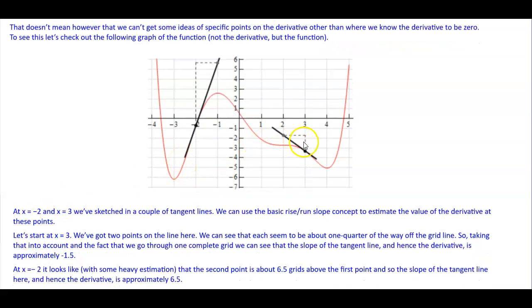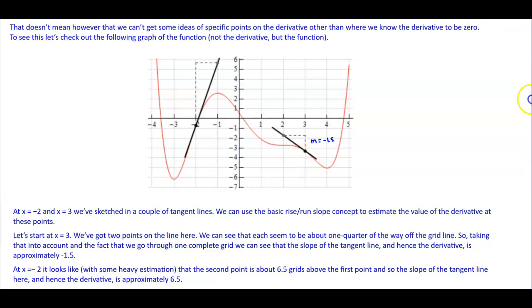Let's start at x equals 3. We've got 2 points on the line here. We can see that each seem to be about 1/4 of the way off the grid line. So taking that into account and the fact that we go through one complete grid, we can see that the slope of the tangent line, and hence the derivative, is approximately -1.5. So the slope here, we can say, is approximately -1.5.